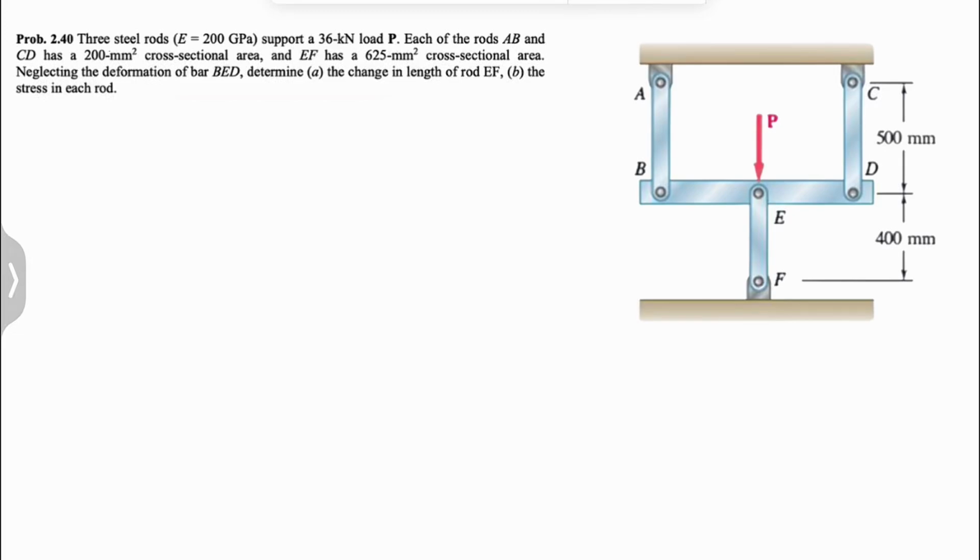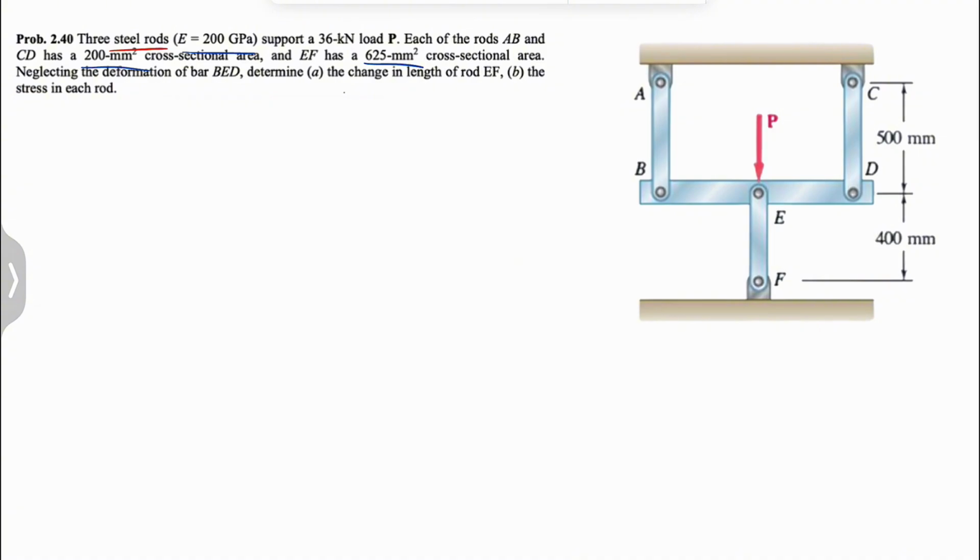Okay, so welcome back. We have question 40 from the second chapter of the Mechanics of Materials by Beer and Johnson, and we have these three steel rods that each has an elastic modulus of 200 gigapascal and supports a 36 kilonewton load P, which is applied at point E. And we know each of the rods AB and CD has a 200 millimeters squared cross-sectional area, and EF also has a 625 millimeters squared cross-sectional area.